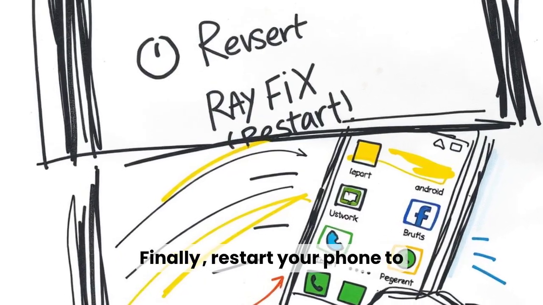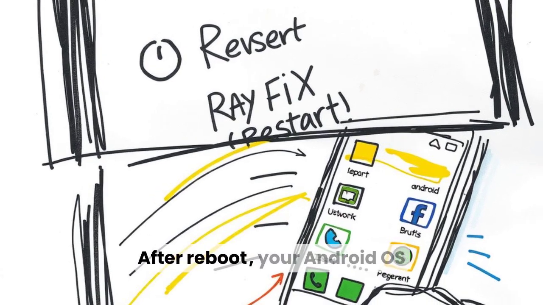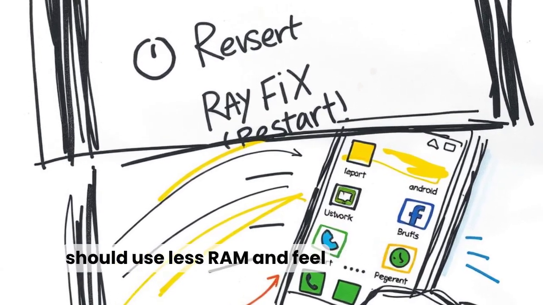Finally, restart your phone to refresh the system. After reboot, your Android OS should use less RAM and feel smoother every day.